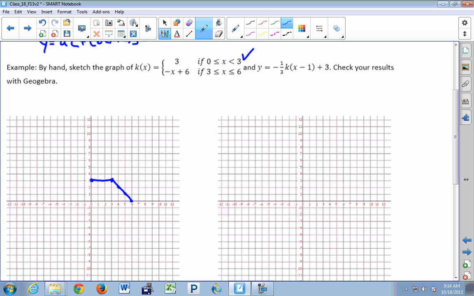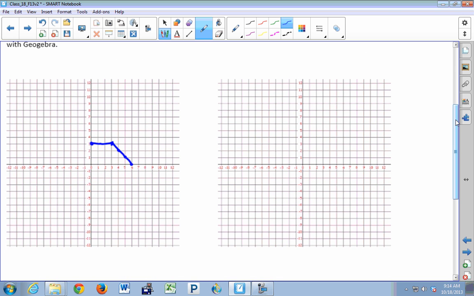Okay. Now for some of you, you may want to just point out some key points here, whatever ones those might be. You might say I have 0, 3. I have 3, 3. I have 6, 0. Maybe one in between, 4, 2. Okay. Some of you, yeah, Megan?